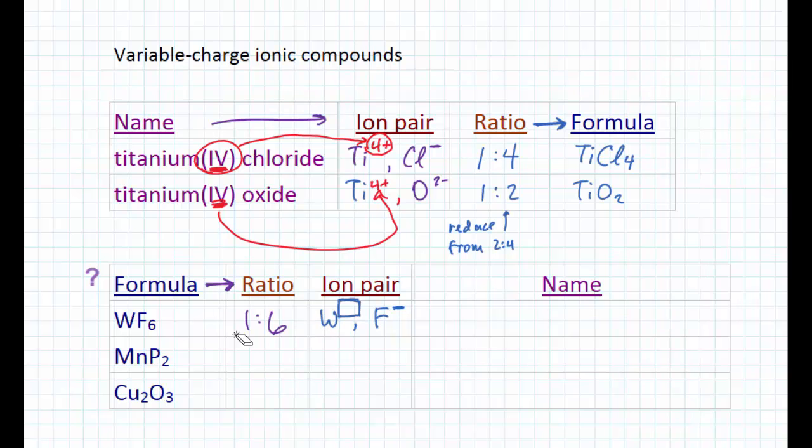Okay? So think about this ratio. Think about that's how many of these you have. What charge do you think that W has to have? What do you think? 6? 6 what? It's 6 plus, because don't forget what this ratio means. 6 means that's how many of these F minus ions we have. 1, that's how many of these W ions I have. If I have 6 of these and 1 of these, I'm going to have 6 minuses, so I'll need a single 6 plus here for that one. Okay.